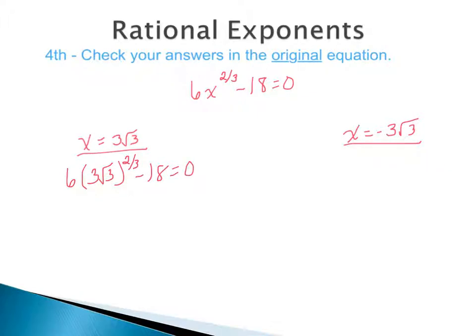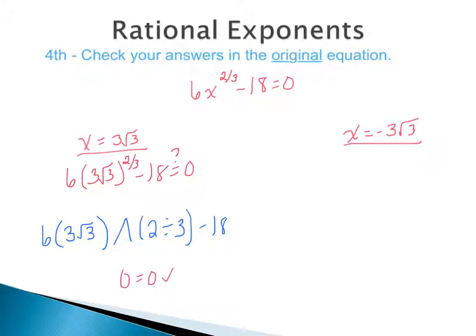And like I said, I would strongly suggest you use your calculator. You could enter this as 6, parenthesis, 3 square root of 3. Just be careful: if your calculator opened the parenthesis for the square root, you do need to close it. Close the parenthesis. Use your caret raised to that fractional exponent, and you do need to put in parentheses: parentheses 2 divided by 3, close the parentheses, minus 18. And it should equal 0. So we should end up with 0 equals 0.